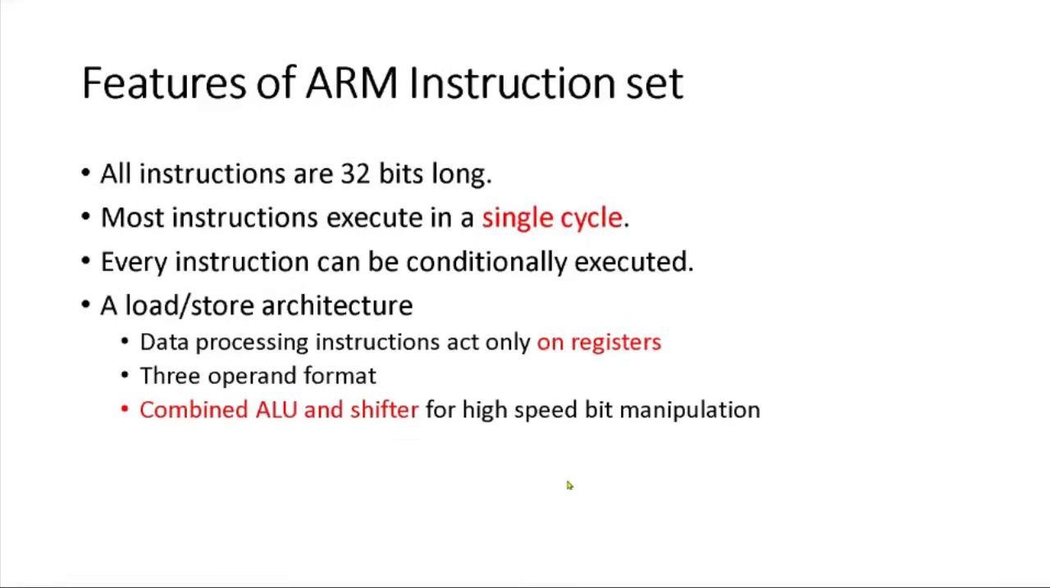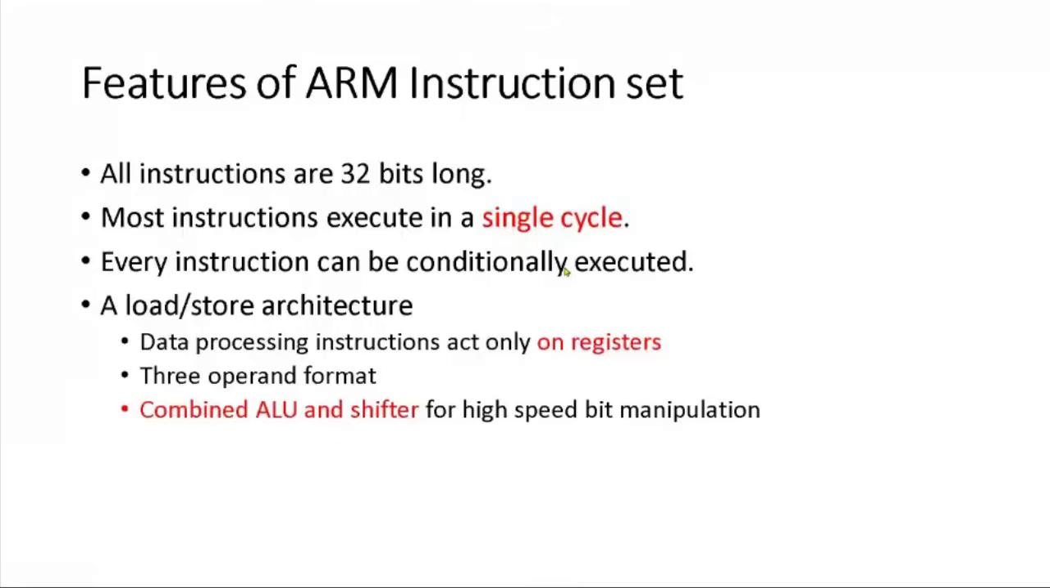Instruction set of ARM processor, if you see, all the instructions in ARM processor are 32 bits in length, which means all instructions are of fixed size. We have already seen this one, and most of the instructions execute in a single cycle. Each instruction can also be executed conditionally, which means we can give some condition for the execution, like we have seen in the previous examples, 8051 and PIC microcontrollers.